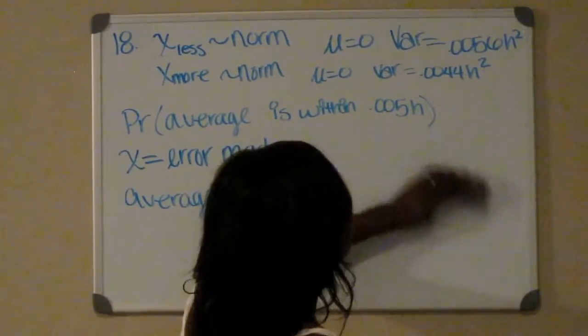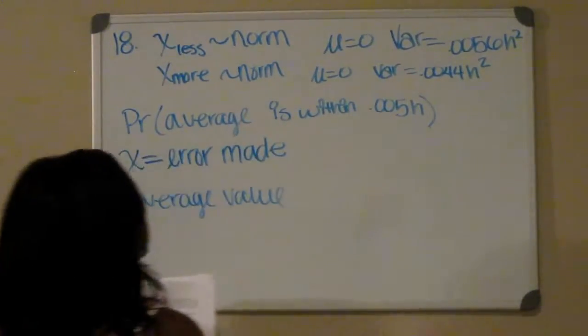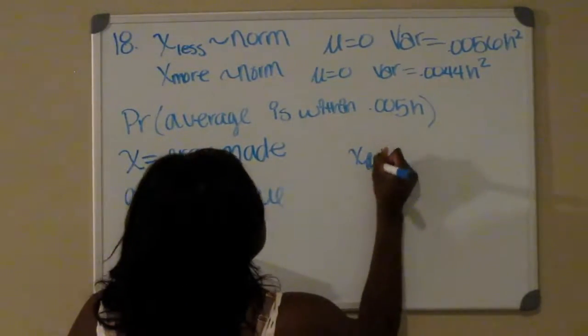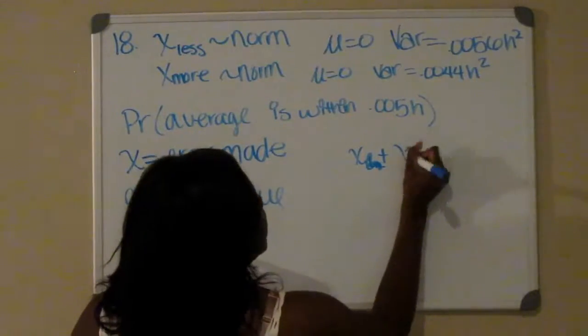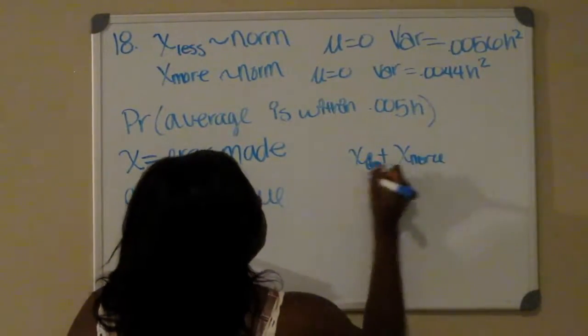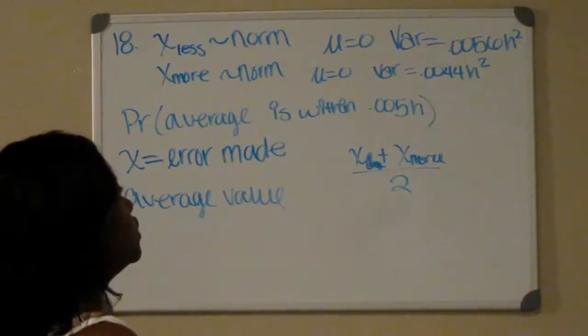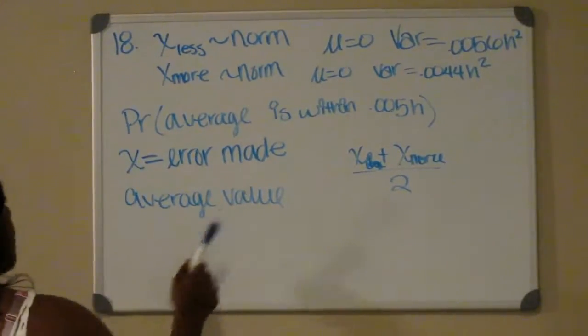Alright, so they said the average. Well, what is the average of two things? It's just X of the less plus X of the more, divided by 2. And that's your average. That's the average they're looking for. They want average value.